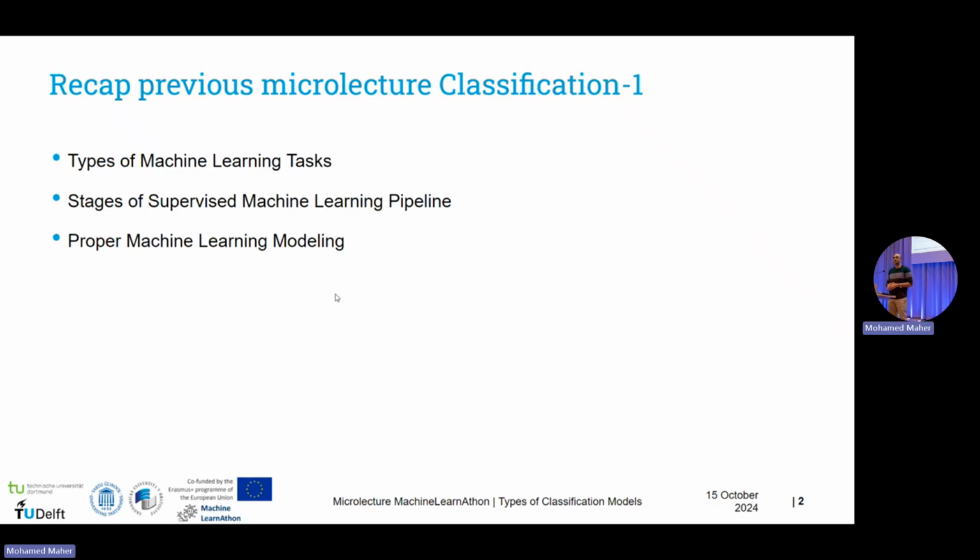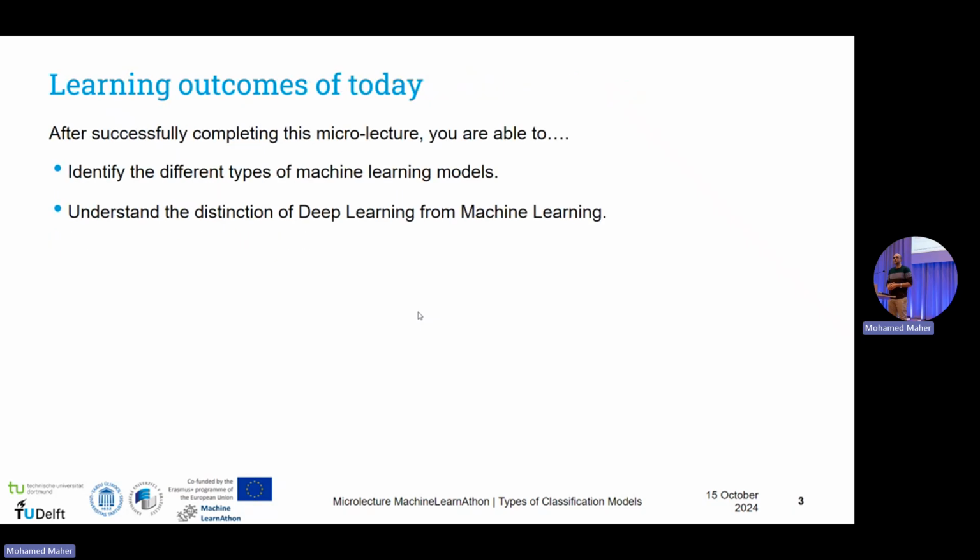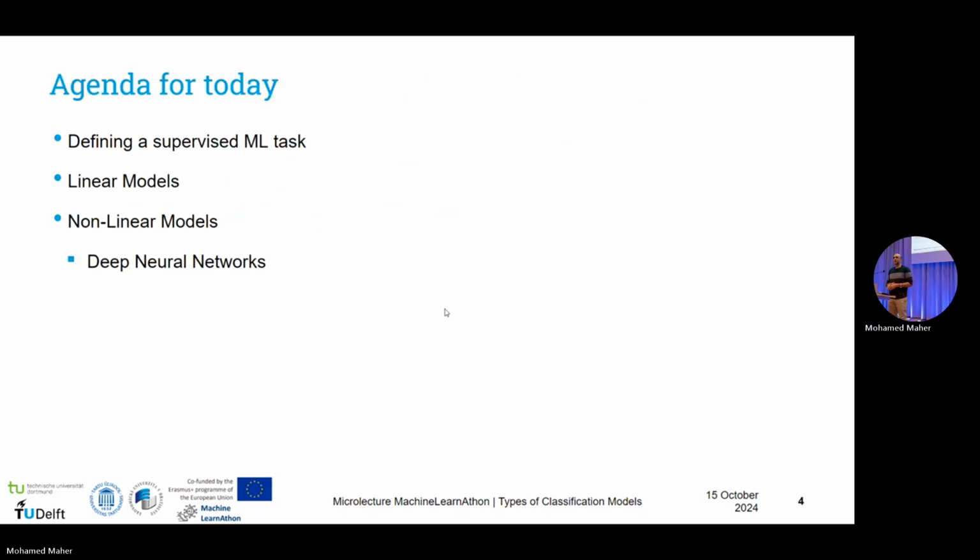In this micro lecture, we should first remember from previous micro lectures the types of machine learning tasks, the stages of supervised machine learning pipeline, and how to assess proper machine learning modeling. For the current micro lecture, the learning outcomes are that you should be able to identify the different types of machine learning classification models, and understand the distinction of deep learning from machine learning.